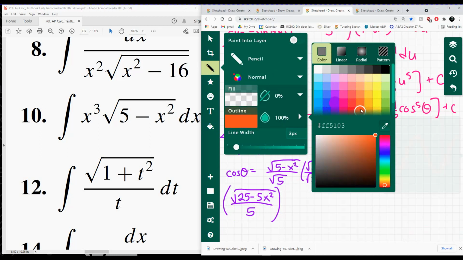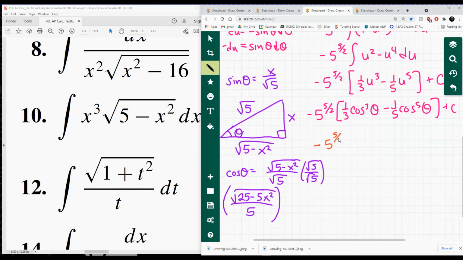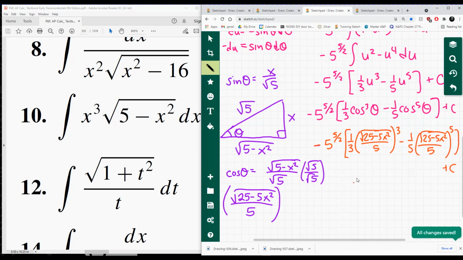Let's use orange. So we have negative 5 to the 5/2 power, 1/3 square root of 25 minus 5x squared all over 5 to the 3rd power, minus 1/5 square root of 25 minus 5x squared all over 5 to the 5th power, plus c. You could work through all that to figure out what this term will be if you ever try to simplify it algebraically.